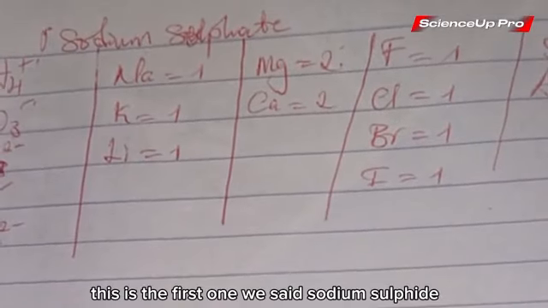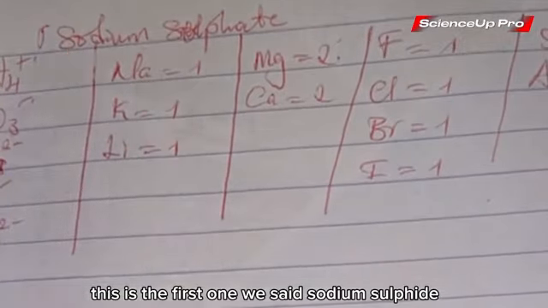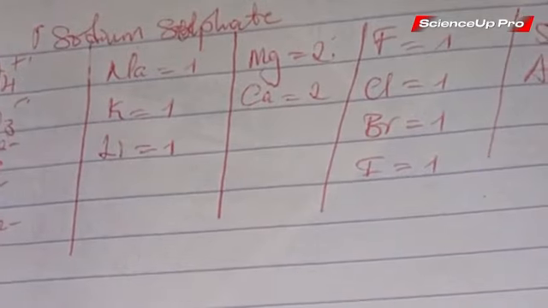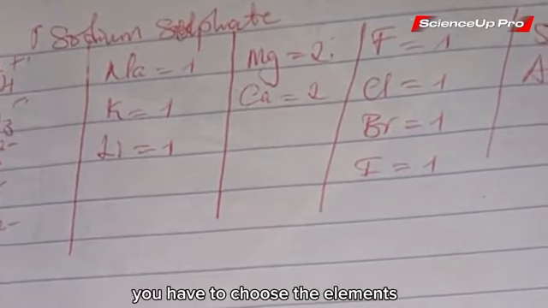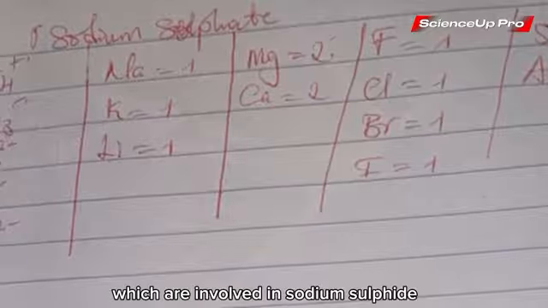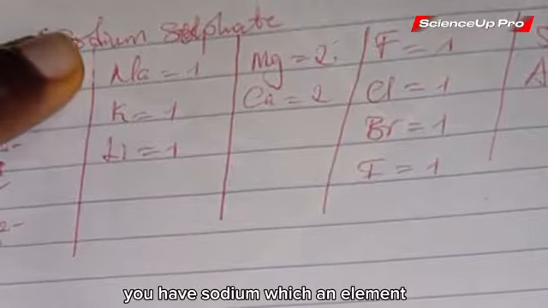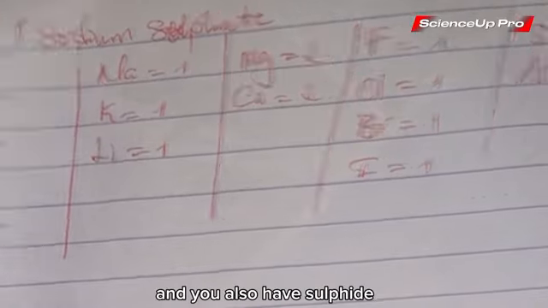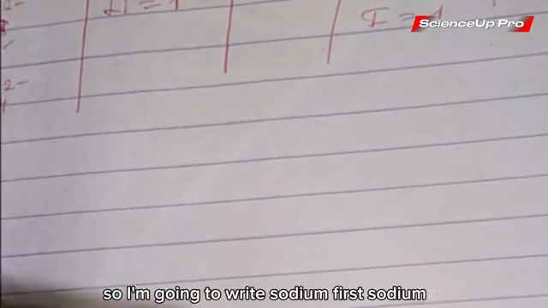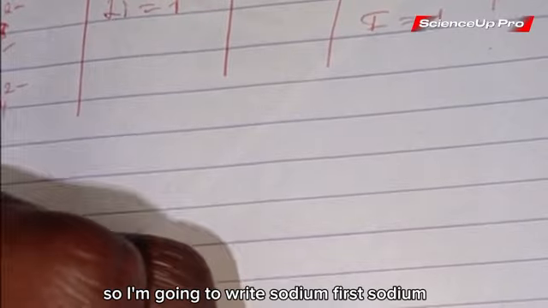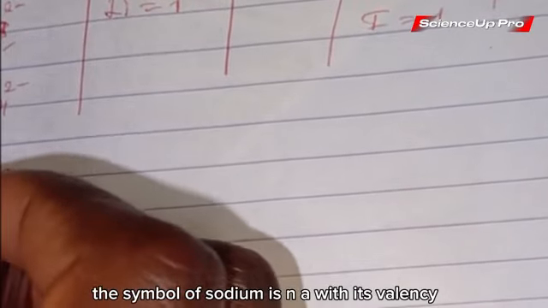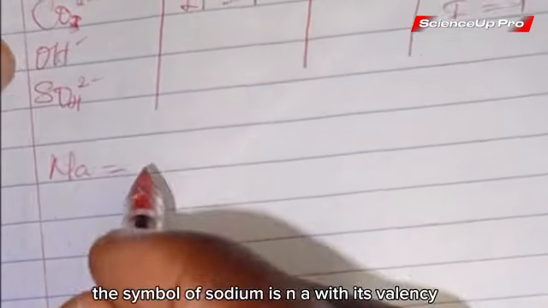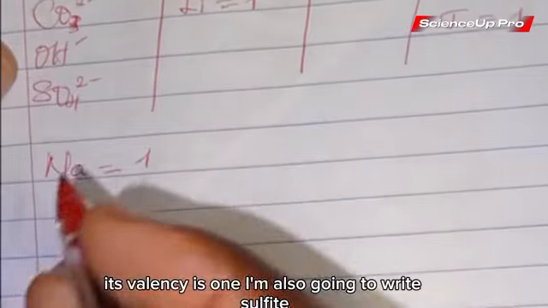This is the first one we said, sodium sulphate. Let's derive the formula of sodium sulphate. When deriving the formula, you have to choose the elements which are involved. In sodium sulphate, you have sodium, which is an element, and you also have sulphate, which is a polyatomic ion. The two are combining together. So I'm going to write sodium first. The symbol of sodium is Na with its valency. Its valency is 1. I'm also going to write sulphate.